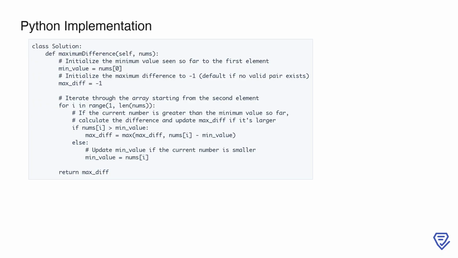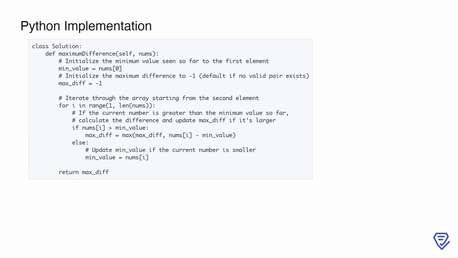2. Iterate through the array. Starting from the second element, index 1, we check each number in the array. If the current number, nums[i], is greater than min_value, it means we have found a valid increasing pair. The difference is calculated as nums[i] - min_value, and max_diff is updated if this difference is larger than the current max_diff. If the current number is not greater than min_value, we update min_value to the current number. This ensures that we always have the smallest possible value for calculating differences with subsequent elements.